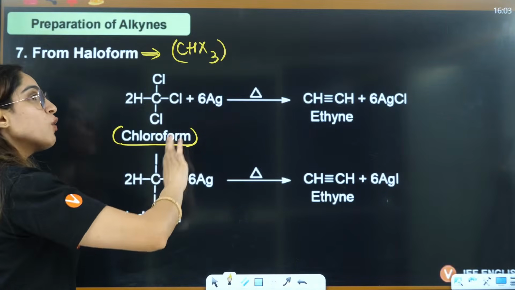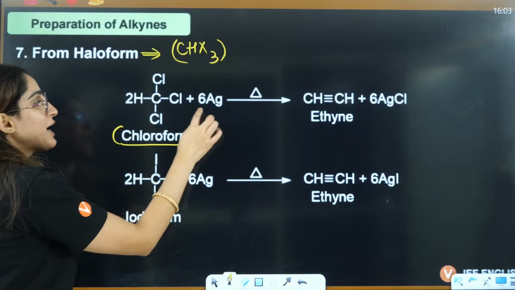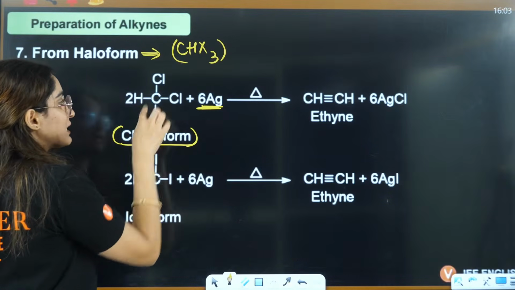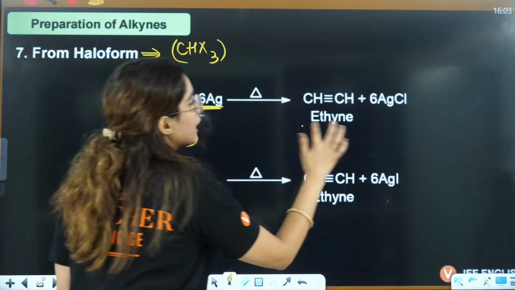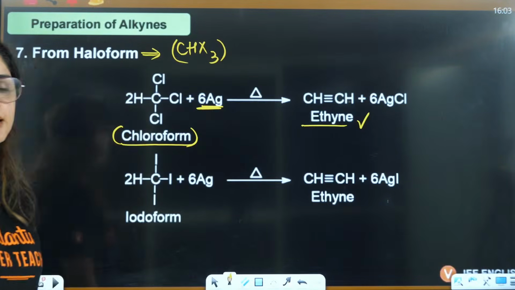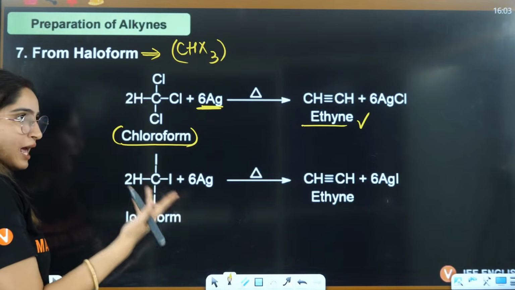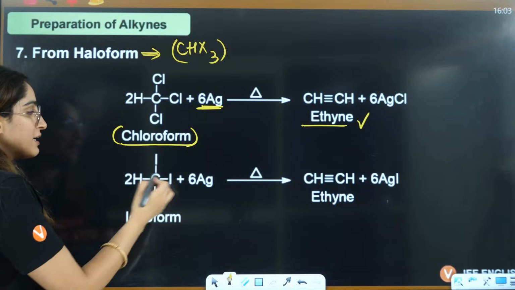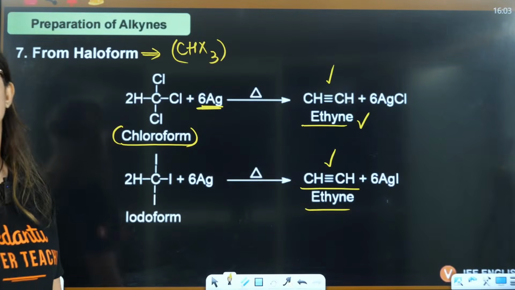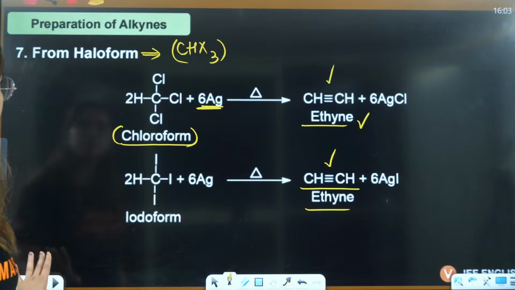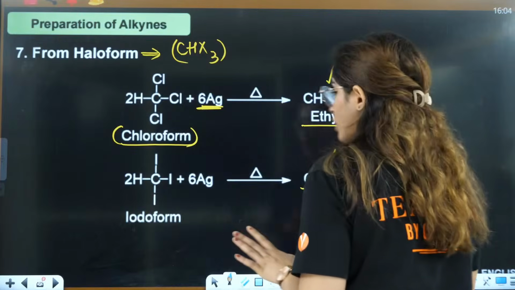Till now, just see how ethyne or alkyne is prepared from this one. Chloroform, you react with Ag, directly with the same number of carbon, it will get double and you will have the formation of ethyne here. So from chloroform or iodoform, or bromoform, whatever you have, directly you will have the formation of ethyne. Okay? Yes, everybody, do tell me if that is clear to all of you.